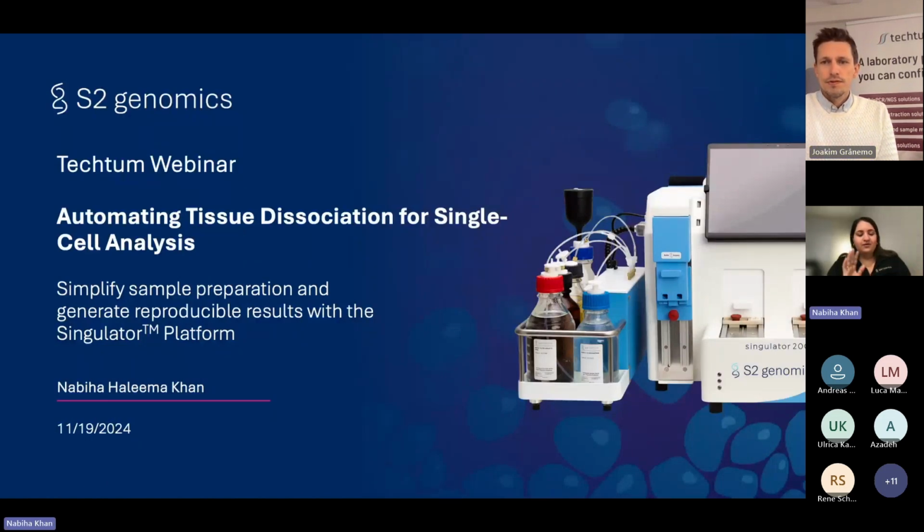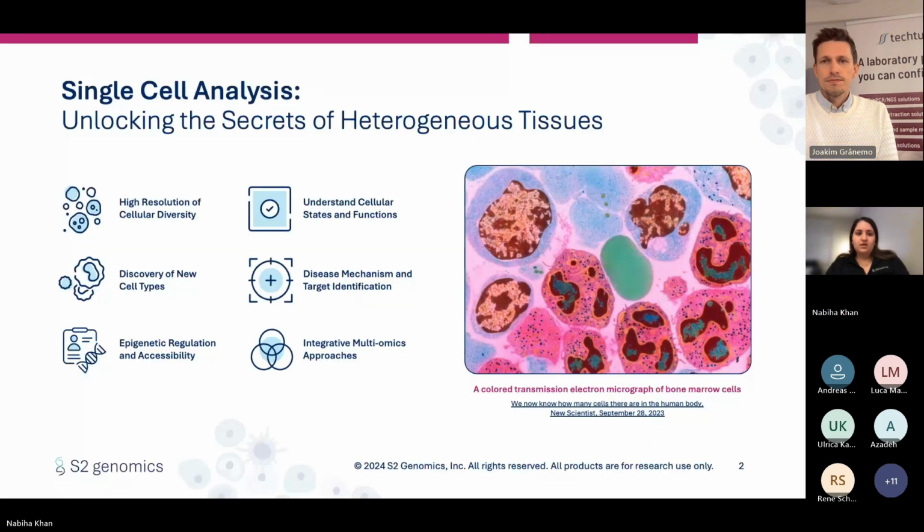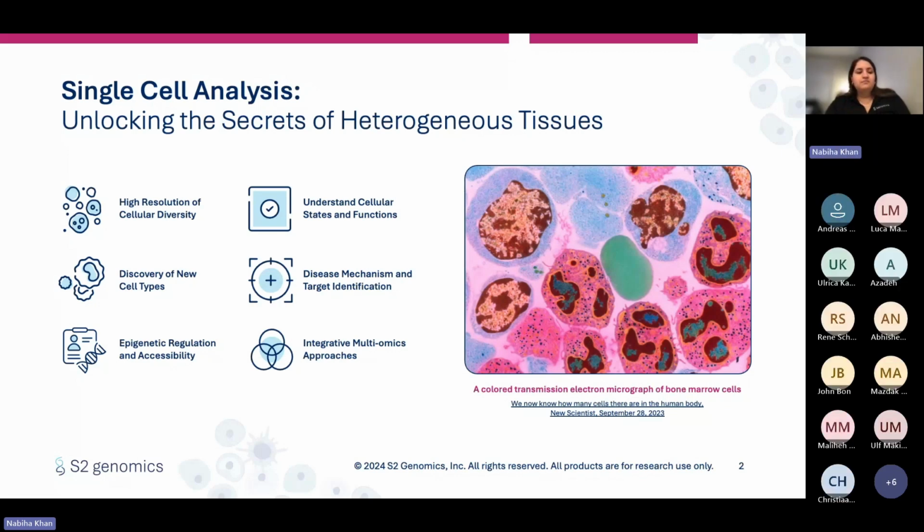Perfect. Well, hello everyone, good afternoon, and for those of us joining here in the States, good morning. I'm Nabiha. I'm a product manager here at S2 Genomics, and I'm excited to present how the Singulator platform can simplify sample preparation and deliver reproducible results. I just want to go over a basic overview.